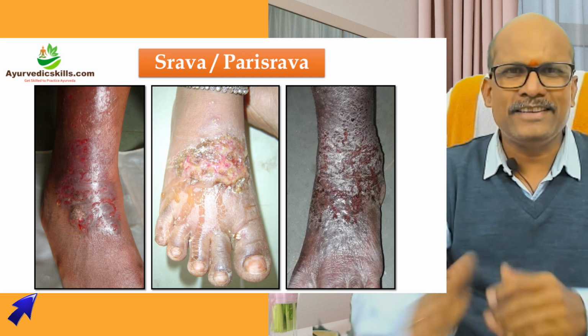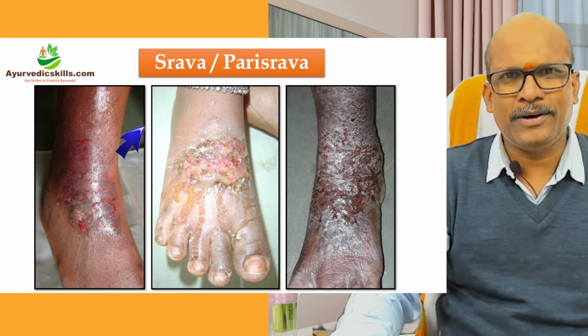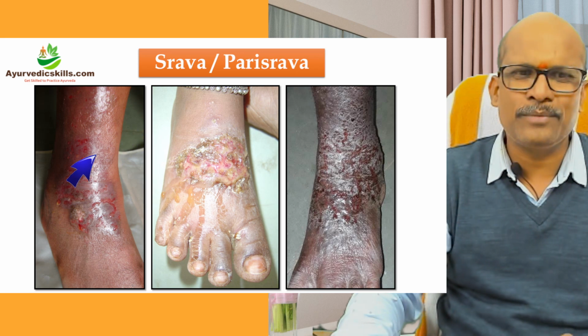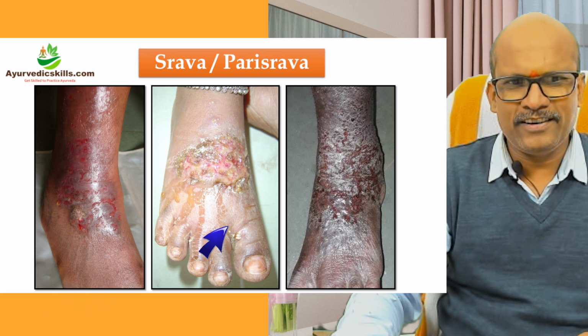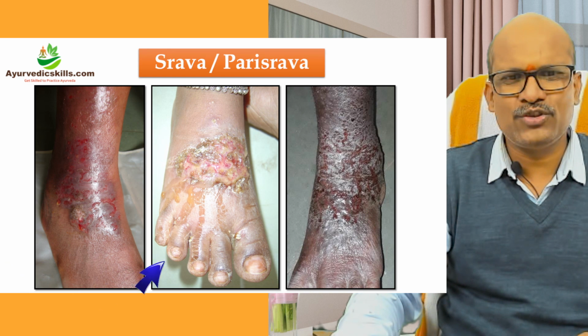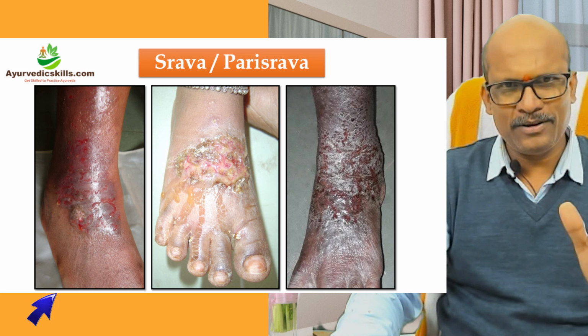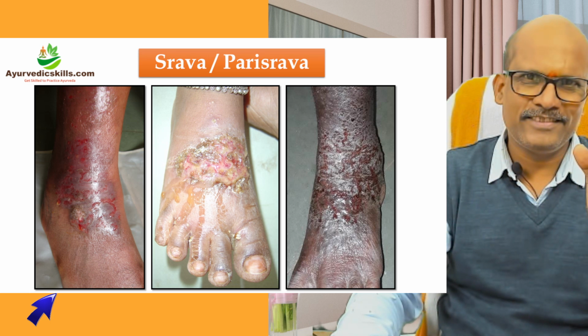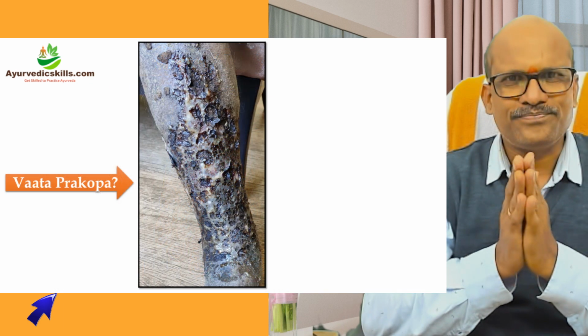Now, for example, take this case. Three cases are there. The Lakshana is Srava or Parisrava, one of the Lakshanas seen in Pitta and Kapha also. All three patients show different presentations. It is Srava, but the presentation is different. Let me ask you a question.